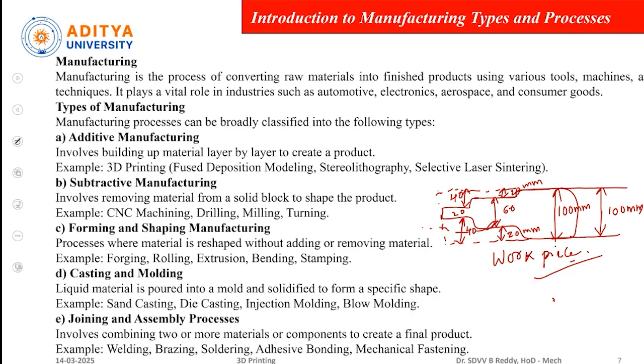Definitely, this type of subtractive manufacturing, I can go for CNC turning or milling. Okay, CNC turning we can say, not milling. Again, if I go for milling, then products like gears will be available. Accordingly we can follow it, right? And forming and shaping manufacturing is a process where the material is reshaped, without adding or removing the material.